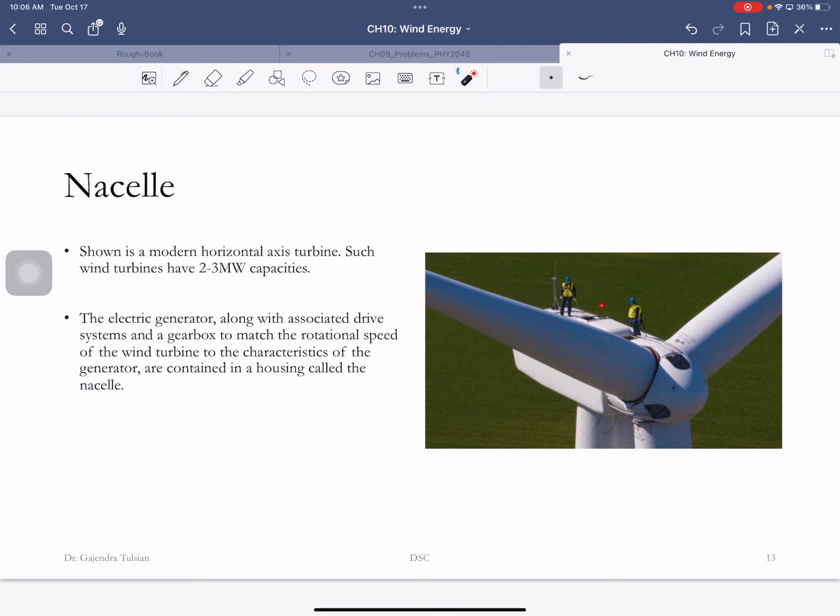This is where the generator and the gearboxes are. What is the generator? It's a wire that's turning between magnets. And to scale, here's the person. This is called the nacelle. The electric generator, along with the associated drive systems and gearbox to match the rotating speed of the wind turbine, are contained in this housing. So the generator and the gearbox are contained here. And I'll tell you what the gearbox does.